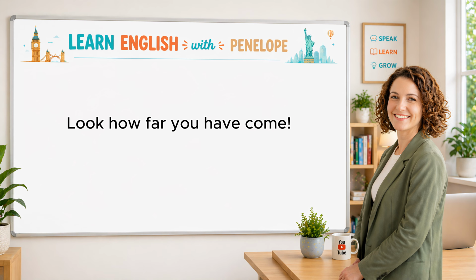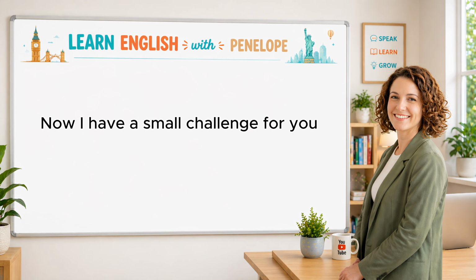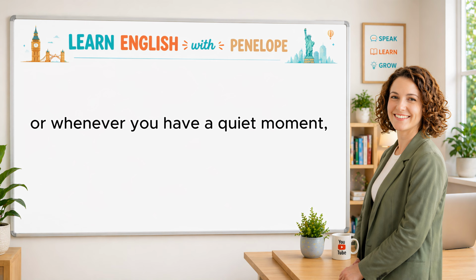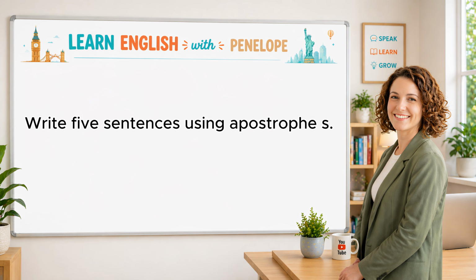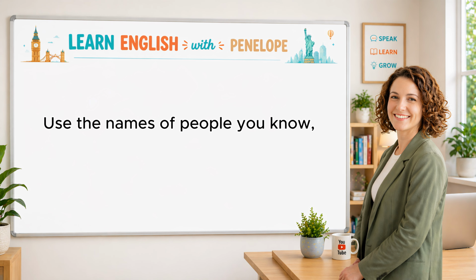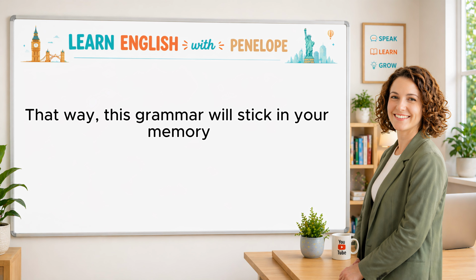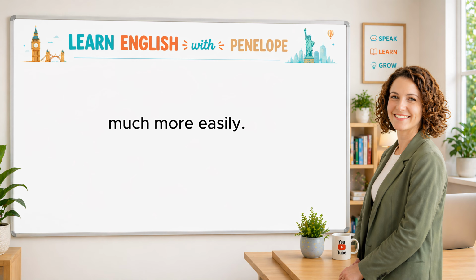Look how far you have come. From 0 to possessive nouns. That is real progress. Now I have a small challenge for you before you go. Tonight or tomorrow or whenever you have a quiet moment, write 5 sentences using apostrophe S. Use the names of people you know. Use the things that belong to them. Make your sentences personal and real. That way, this grammar will stick in your memory much more easily.